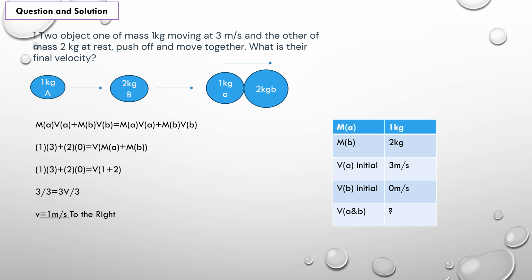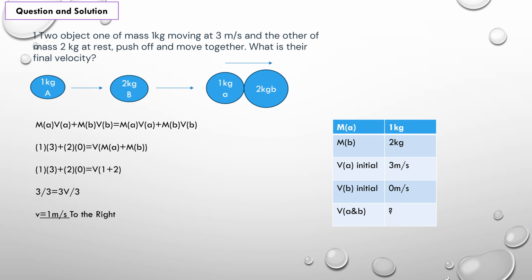We're going to take V because they are sharing V. Then object A plus object B. We're going to add the masses and multiply by this velocity because they are sharing the velocity. So the mass for object A is 1 kg, the velocity which is 3 meters per second, plus the mass for object B is 2 kg. And if they are saying it is at rest, you're going to put 0 there.